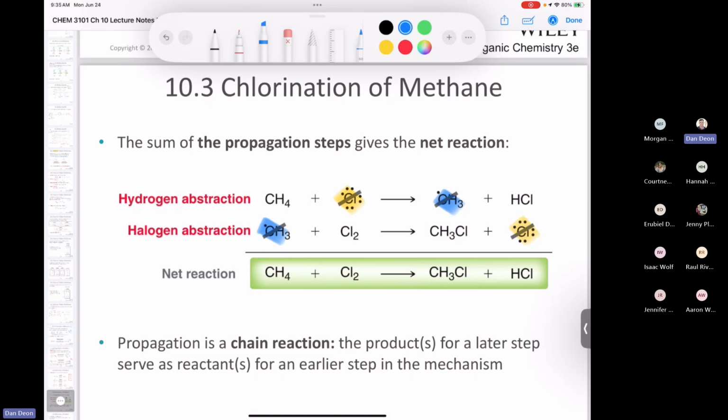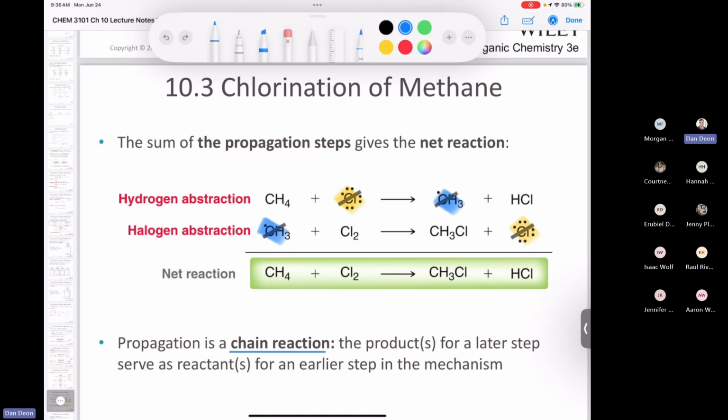But as I was telling you earlier on, propagation is actually a chain reaction. Why? Because we start with a methyl radical, but we produce one at the end. Okay, so you're not left hanging. You have one at the end, and it's ready to go. There we go. So that's the chlorination of methane. And again, it's a very specific reaction.